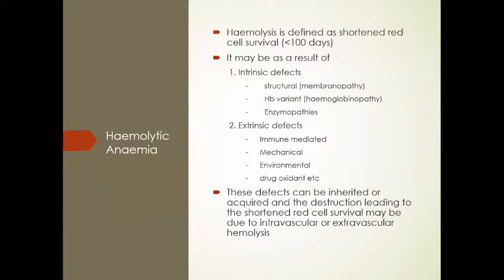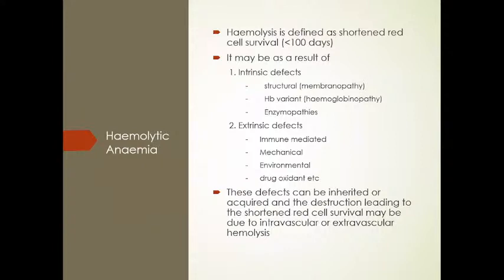The second type, the extrinsic, are more of what we're covering today. The extrinsic defects are things from outside the red cell that may affect the red cell survival. So these are really quite varied. It could be immune mediated, it could be mechanical, it could be an oxidant or drug related, etc. For both of these, they can both be inherited or acquired. You can get an inherited issue with, let's say, drugs or susceptibility to environmental problem, but more often than not, extrinsic defects are acquired. But they all lead to that shortened red cell survival.